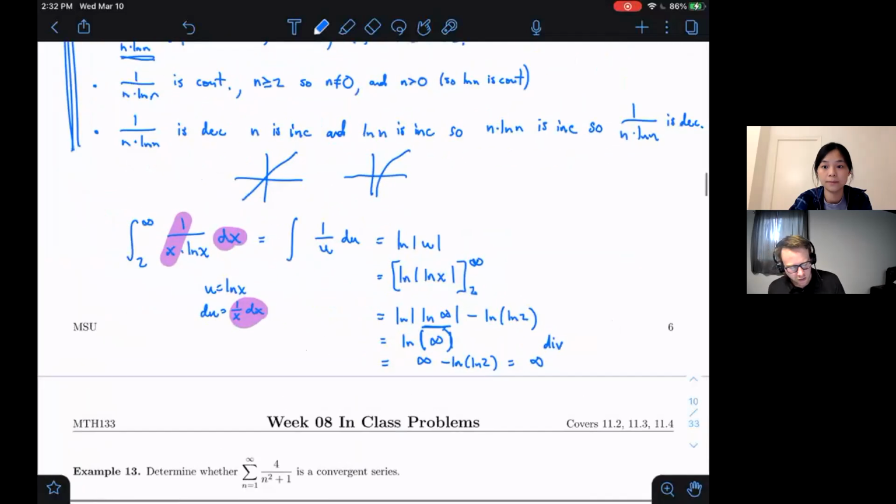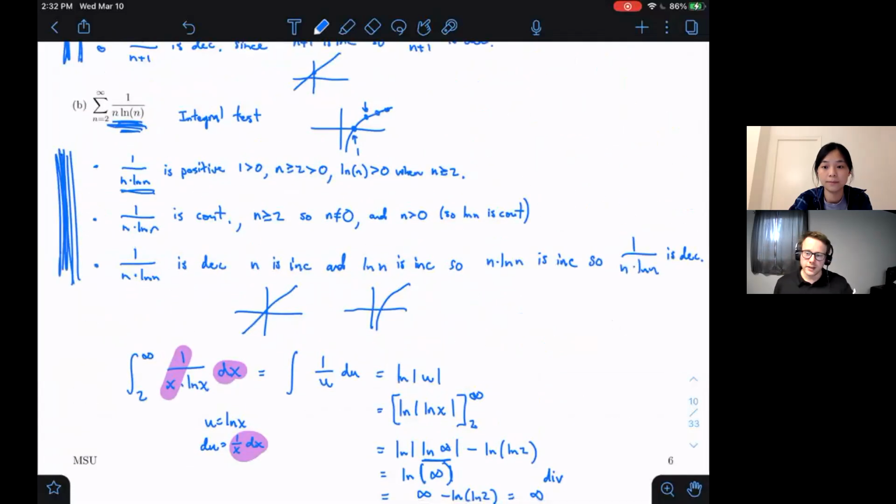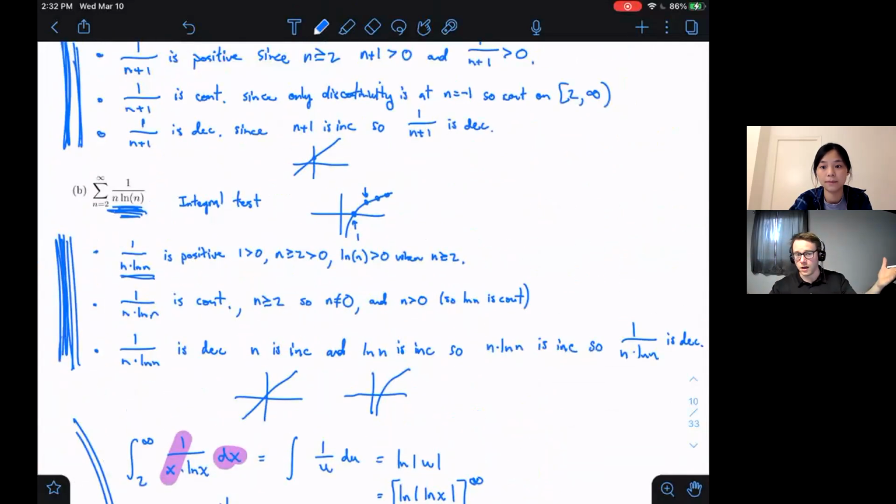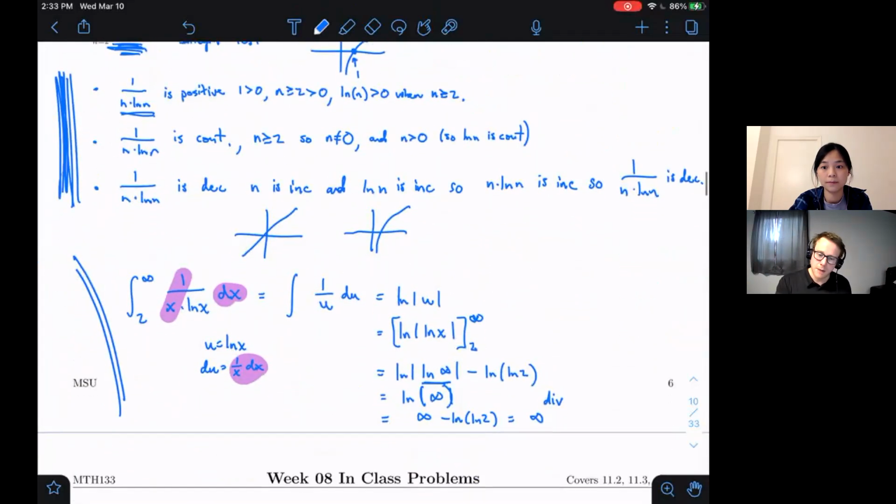And we established with these 3 things up here that there is this link between our improper integral, this thing that we learned from chapter 7, and this new problem that we're trying to solve in today's class in chapter 11. And so because we know that this improper integral diverges, we can say that our series diverges.